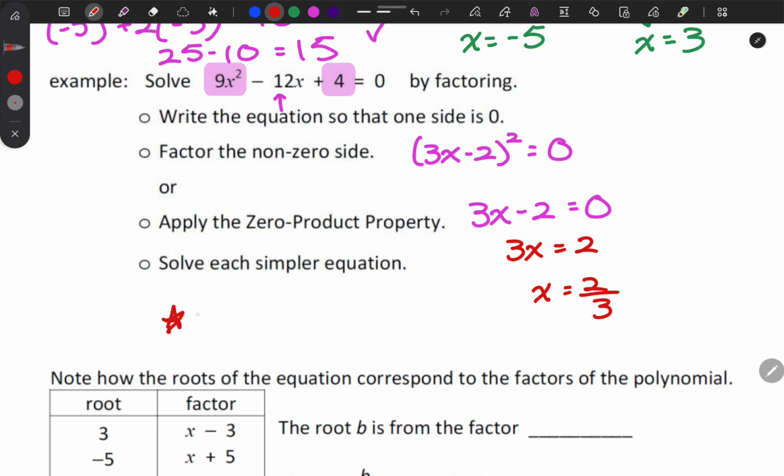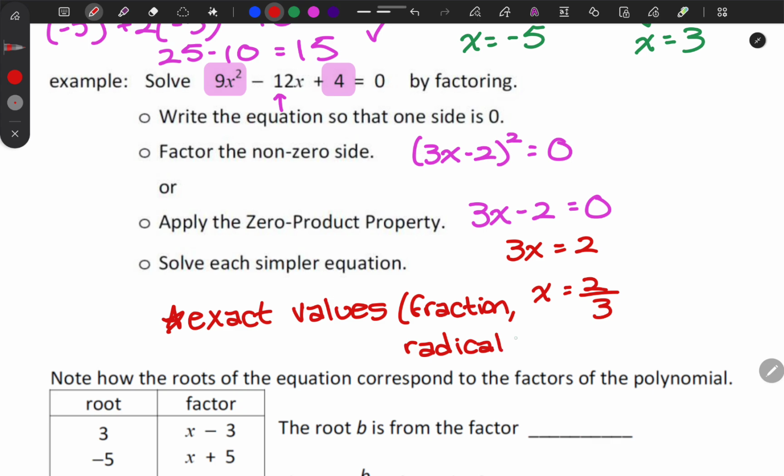This is where I usually write a little reminder. Exact values. That could be a fraction. That could be a radical. It is not a decimal.